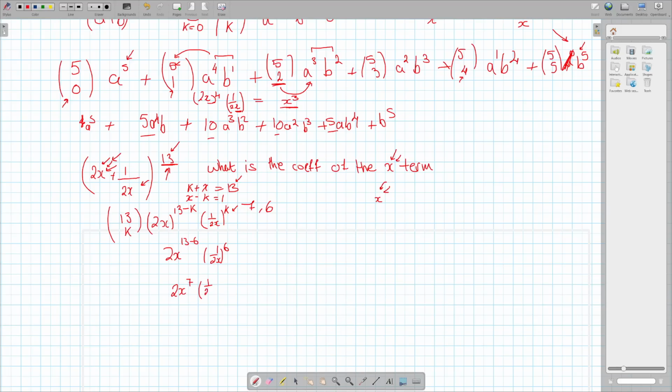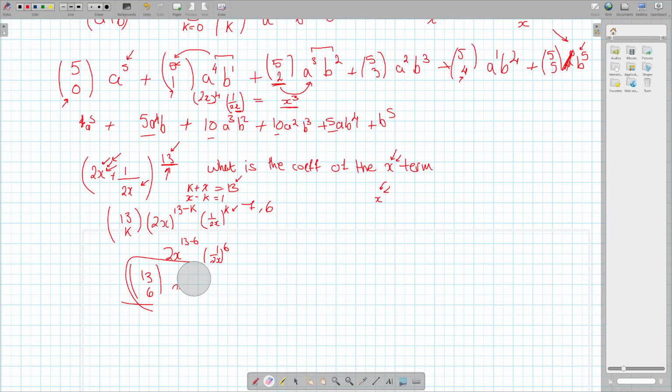And we know that our k value is 6. So it's going to be 13 choose 6. And you're going to find out what 13 choose 6 is and just solve this. Okay?